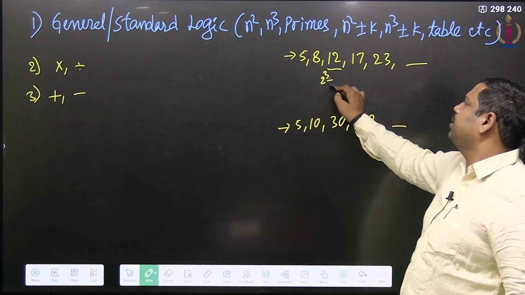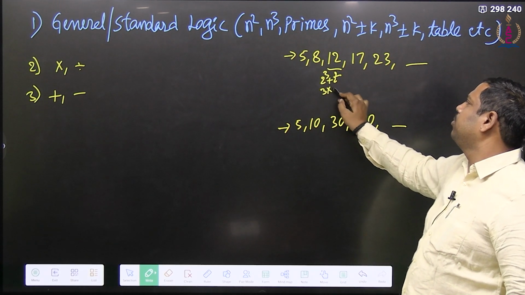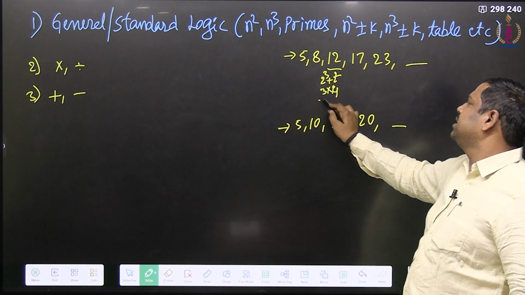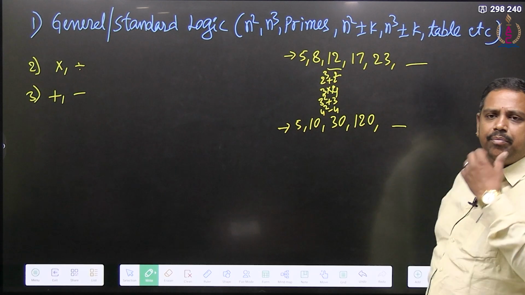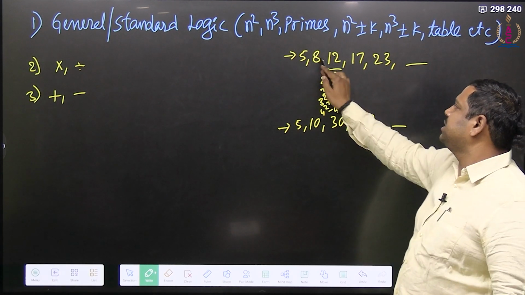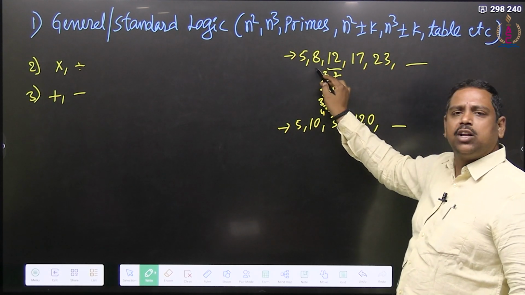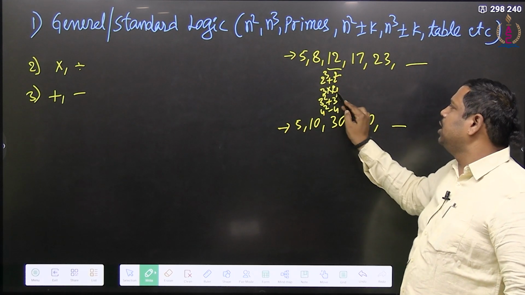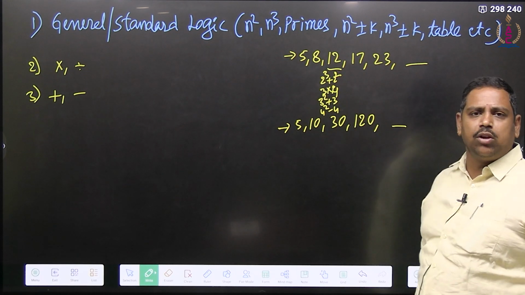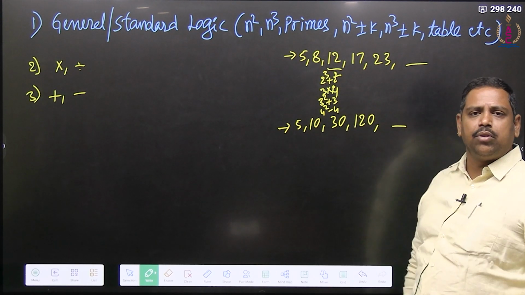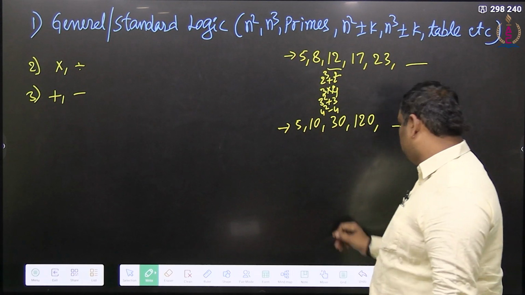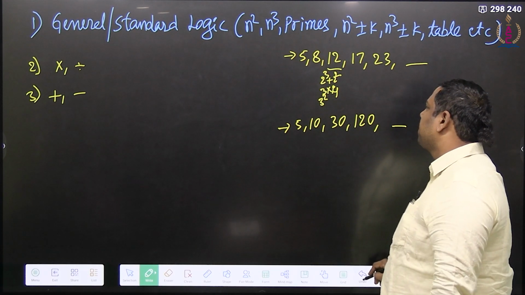2 cube plus 2 square, 3 into 4. Next one is 3 square plus 3, 4 square minus 4. These are the logics I said about 12. If I try anything with the previous numbers, it doesn't work. 2 cube plus 2 square, 1 cube plus 1 square doesn't support. 3 into 4, any two consecutive numbers' product, doesn't support. 3 square plus 3, 2 square plus 2 doesn't support. Nothing is supporting, so all these I will rule out simply.